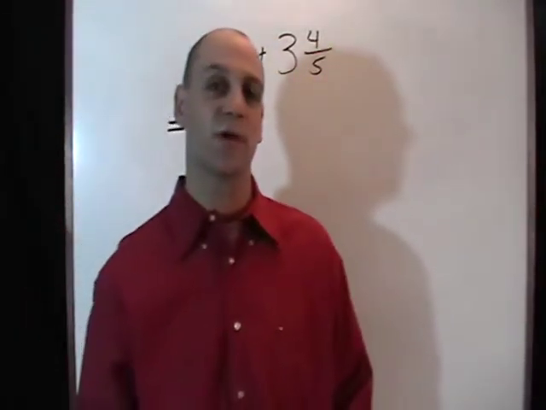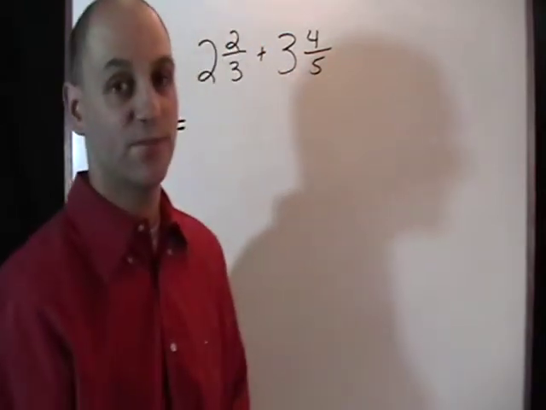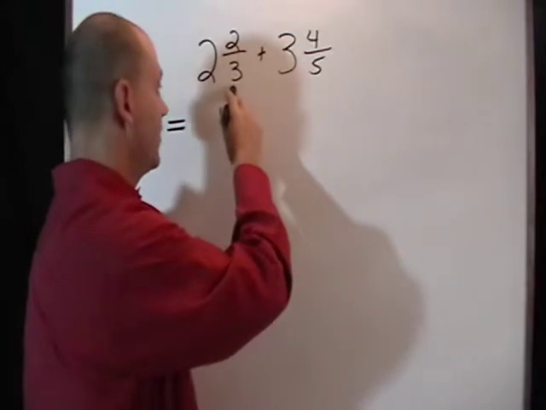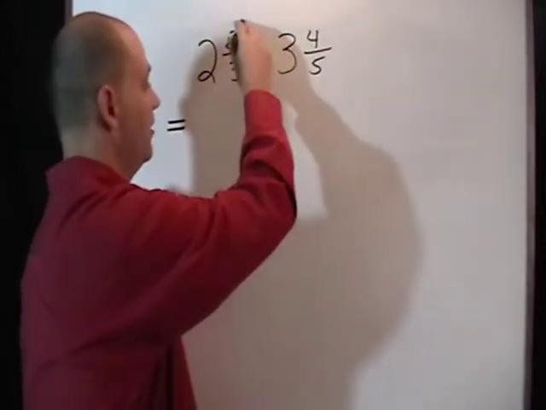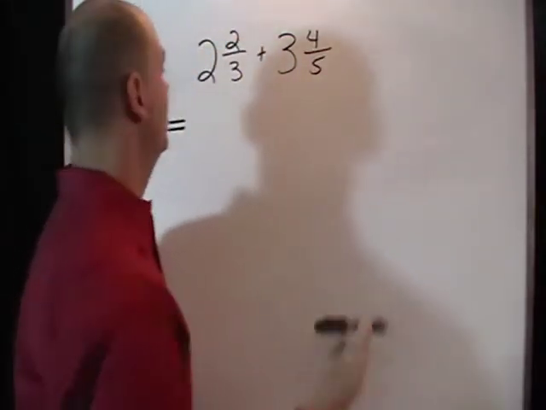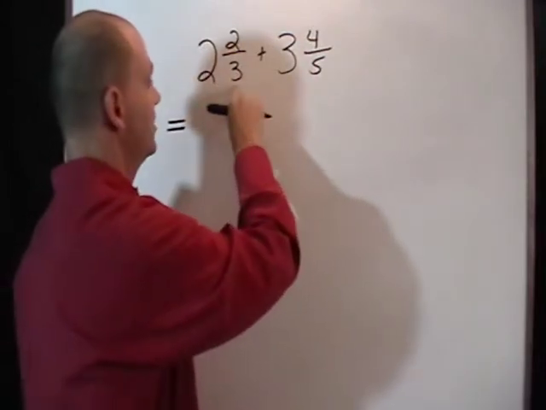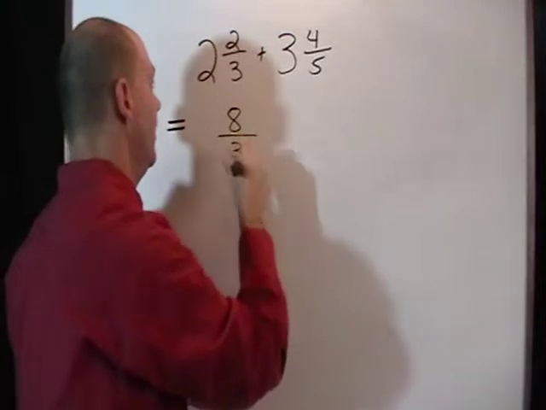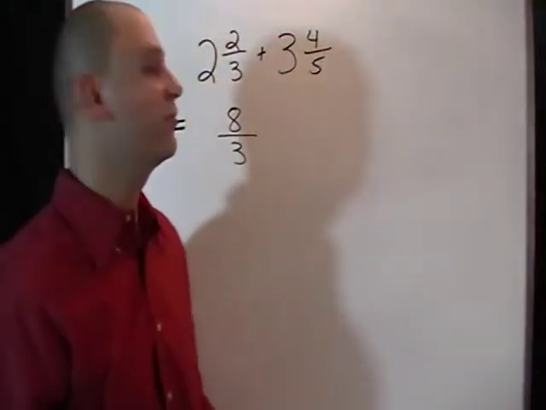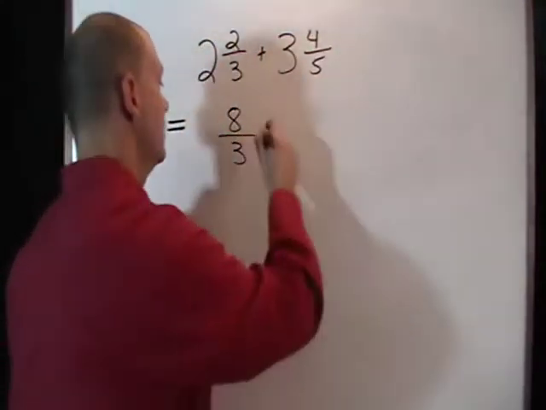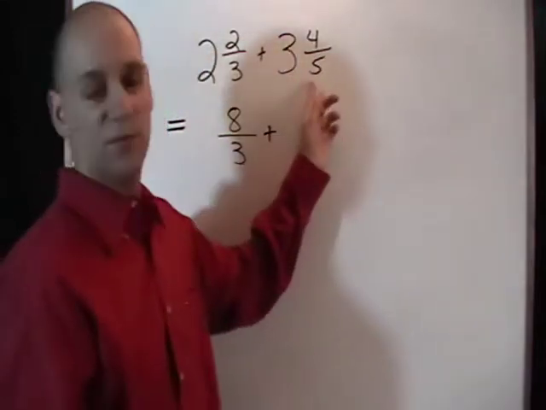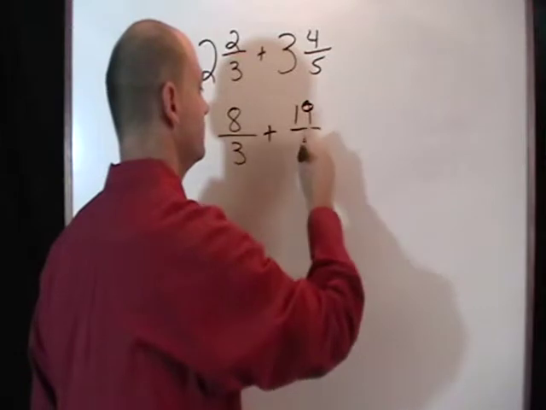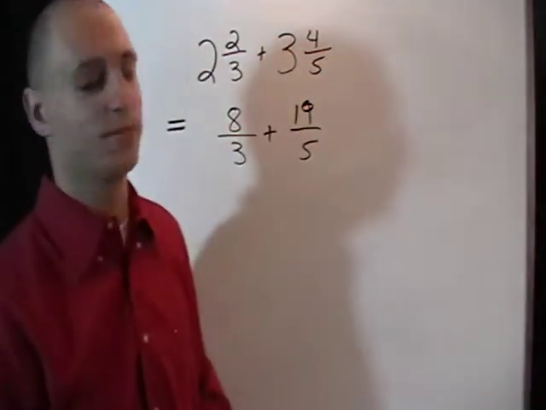The first step is we're going to convert these into improper fractions. And the way to do that is to take the whole number 2 times the denominator plus the numerator, and that's all going to be divided by 3. So let's have a look. 2 times 3 is 6, plus 2 is 8, and so 2 2/3 is going to be equivalent to 8 over 3. Same thing over here. 3 times 5 is 15, plus 4 is 19, and so we get 19 over 5.